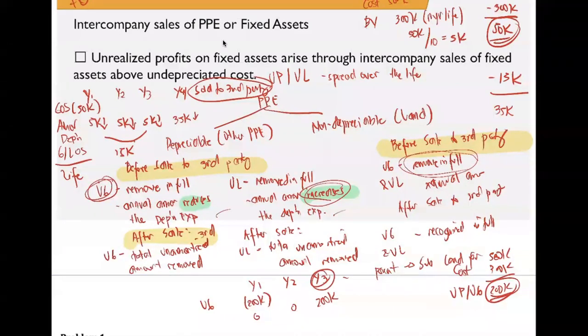Clear? Okay. Pag depreciable, may amortization habang hindi pa nabebenta. Pag nabenta, yung unamortized will be removed. While in your non-depreciable, if ever it is still unsold, we do not make any amortization. Once it is sold, then we can recognize in full. As you can see the difference. Here, we have amortization. Here, no amortization. 0, 0, 0, 0, and 200,000.